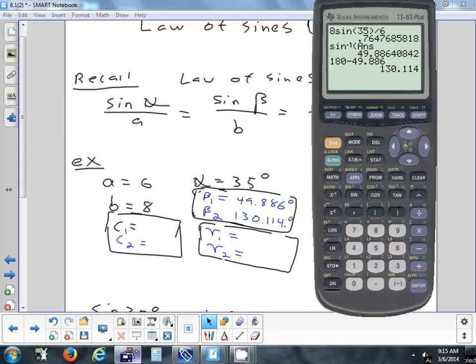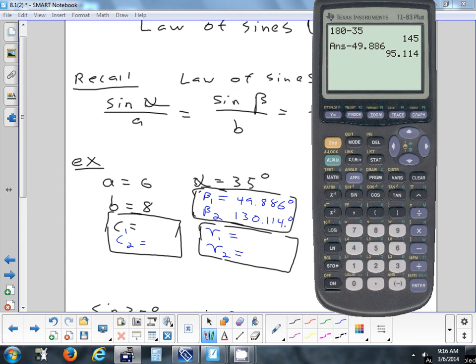So now, let's get gamma 1. What two angles am I going to subtract from 180 to get gamma 1? Alpha and beta 1. Even though I'm using the same table for beta 1 and beta 2, they're two totally separate triangles. I'm just using the same table for the information. Okay, so we have 180 minus 35 minus 49.886. So gamma 1 is 95.114.